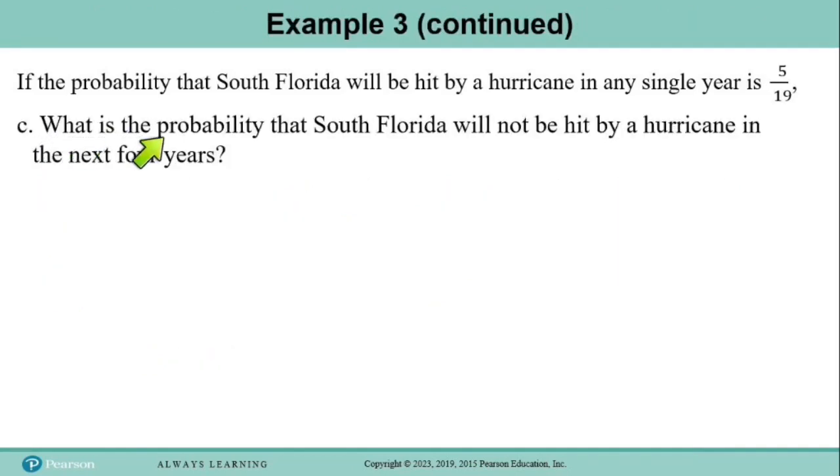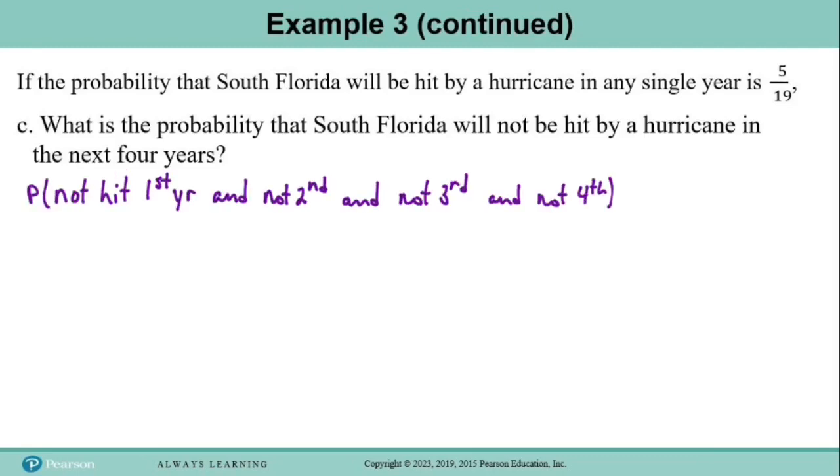Okay, in part C, the question changes a little bit. What is the probability that South Florida will not be hit by a hurricane in the next 4 years? So I want us first to state this in terms of "and." Now, if they're not going to be hit by a hurricane in the next 4 years, it means they're not going to be hit the first year, and they're not going to be hit the second year, and they're not going to be hit the third year, and they're not going to be hit the fourth year.